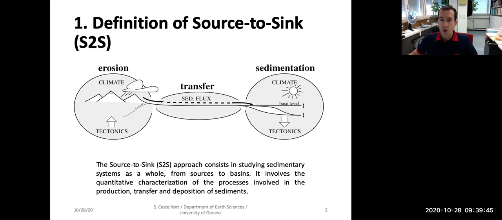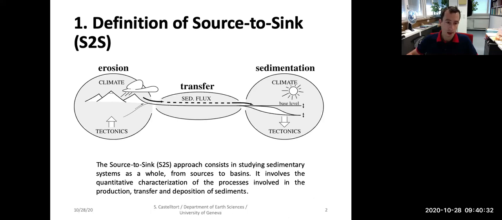Okay, so of course, this approach is very global, and it's a systems approach. We'll come back to that, but a systems approach means you consider the processes active outside of the system and inside of the system. It's applicable to a big variety of geodynamic contexts on Earth. And of course, it involves a large number of disciplines, as I said before. Okay.